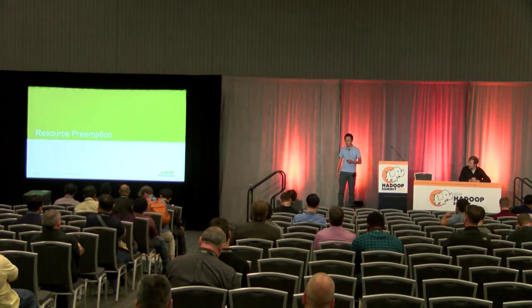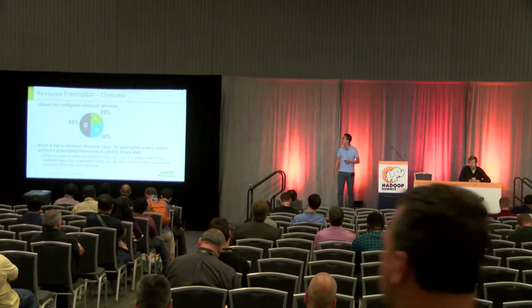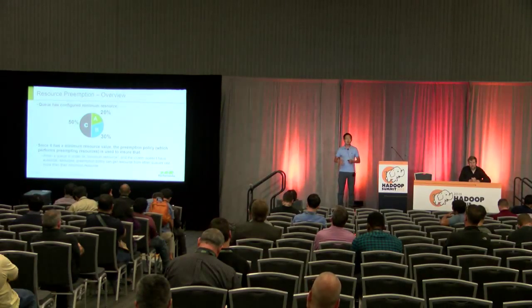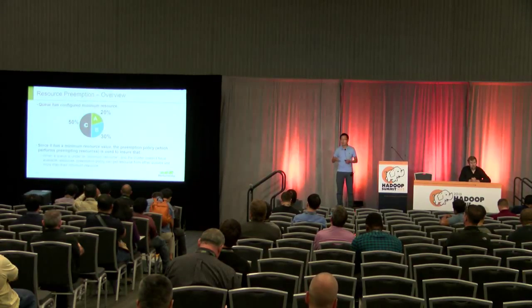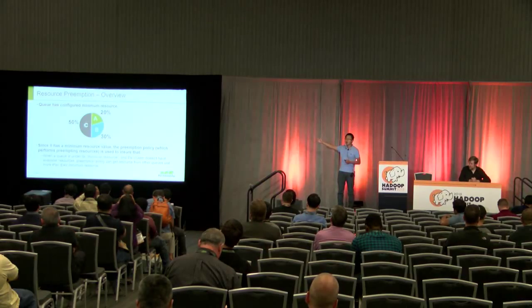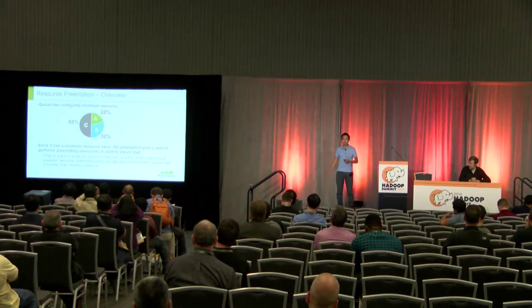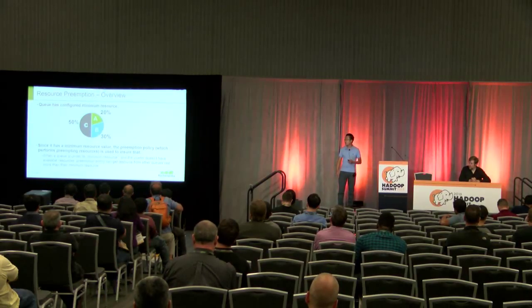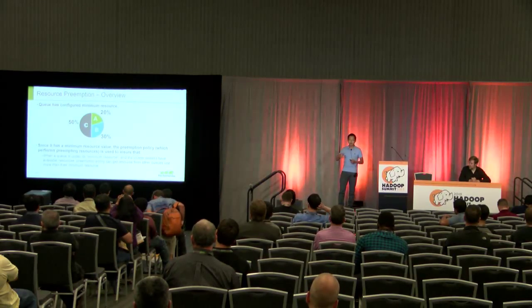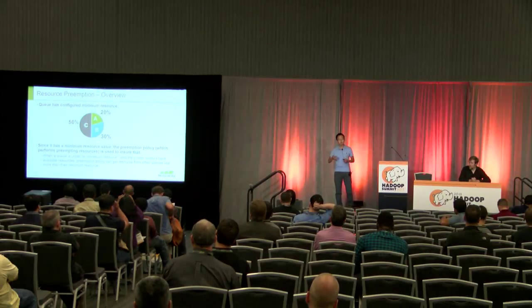About resource preemption. In Capacity Scheduler, each queue has a configured minimum resource. For example, here we can say queue A has 20% minimum share of the cluster resource, B has 30%, and C has 50%. Since it is a minimum share, some queues can use more than their minimum share if you allow them to.